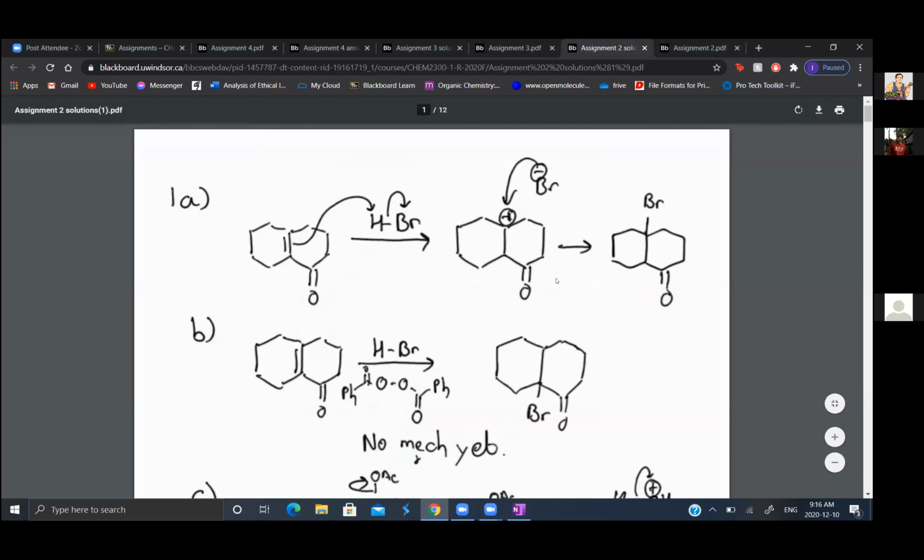Okay, for assignment 2, I was wondering why we can't put the carbocation here and do resonance and put the positive charge on the oxygen, because I thought that would be better. So let's, okay, really good question.